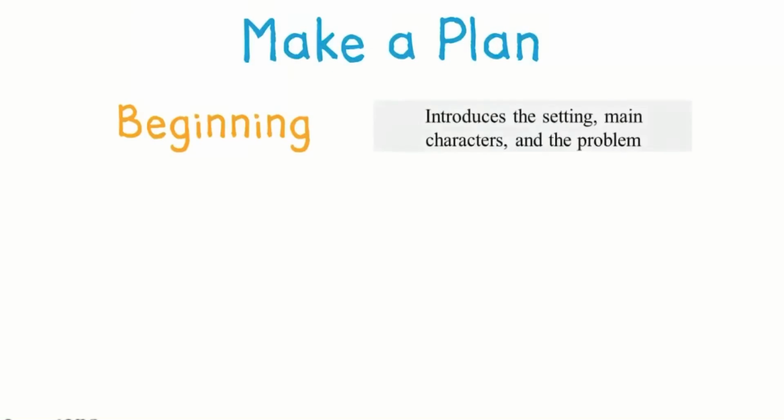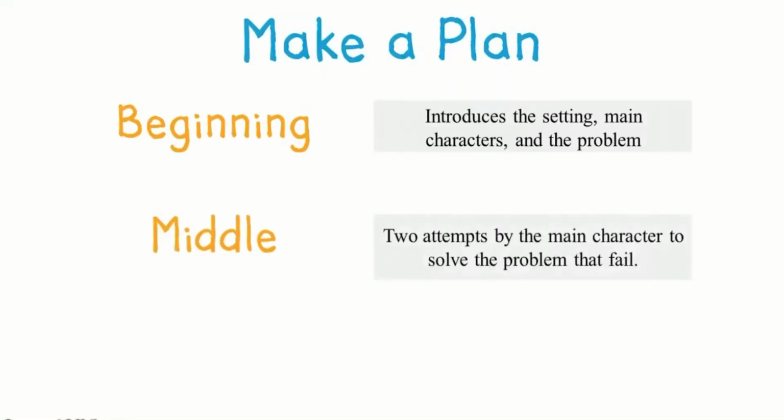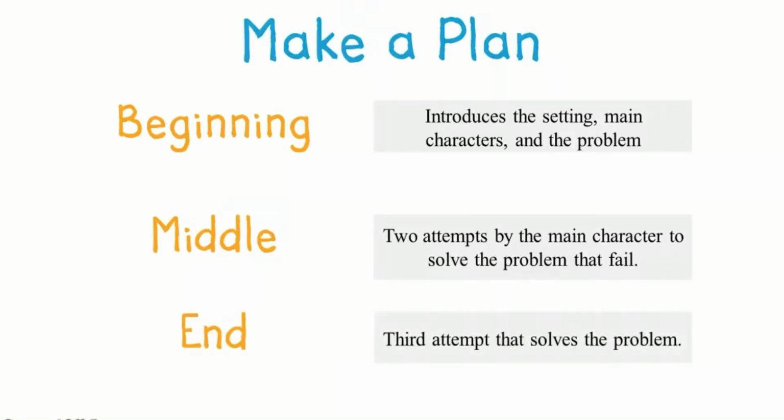Now I'm ready to make a plan. And when I go to make my plan, I need to think about the parts of a good narrative. A good narrative should always have a beginning that introduces the setting, main characters, and the problem. It should also have a middle that has two attempts by the main character to solve the problem that fail. And it should have an end, which includes a third attempt that solves the problem.